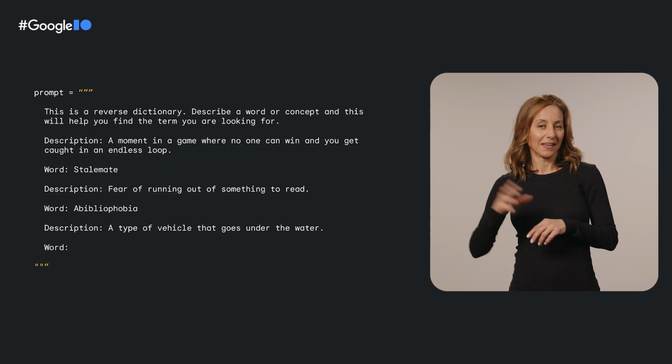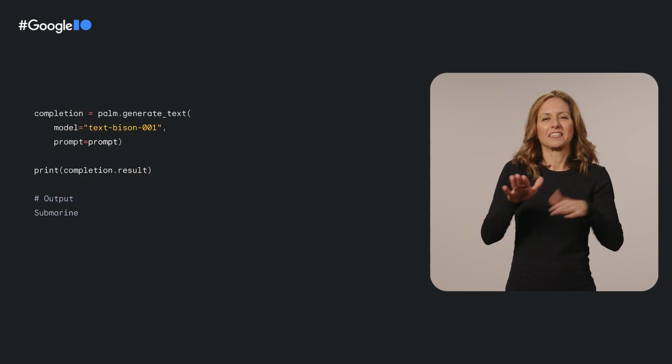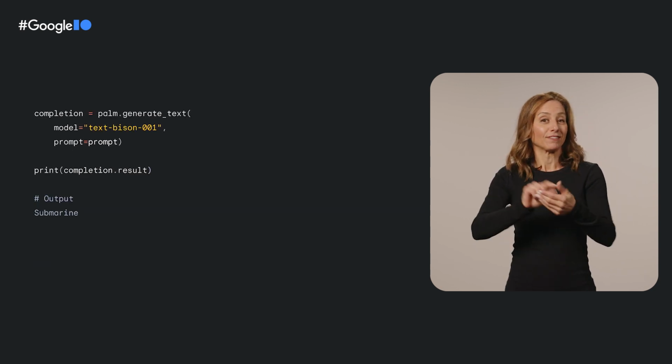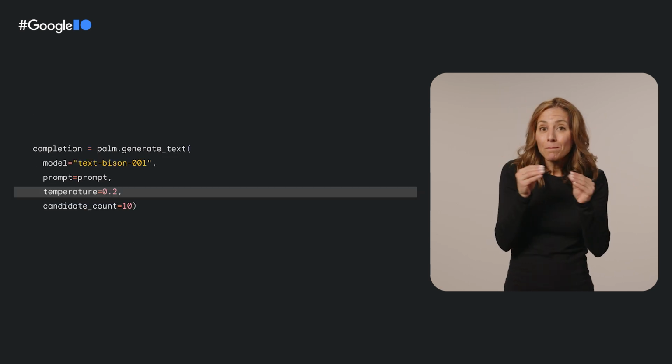Once you've selected a model, you can write your initial prompt. And now let's call the model, and we'll print out the result. And that's the simplest way to use the API. Now there are a couple more options you can explore.